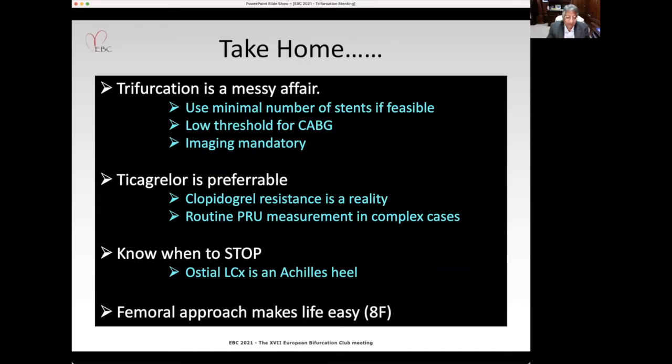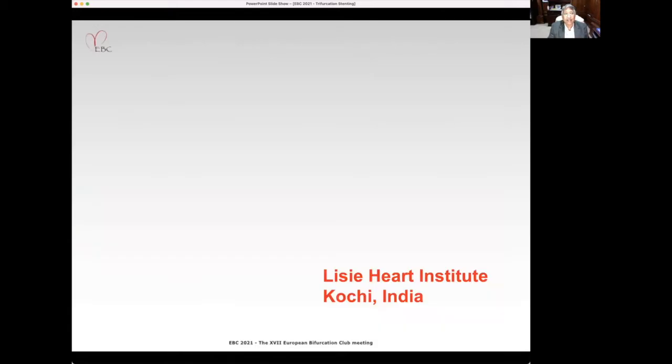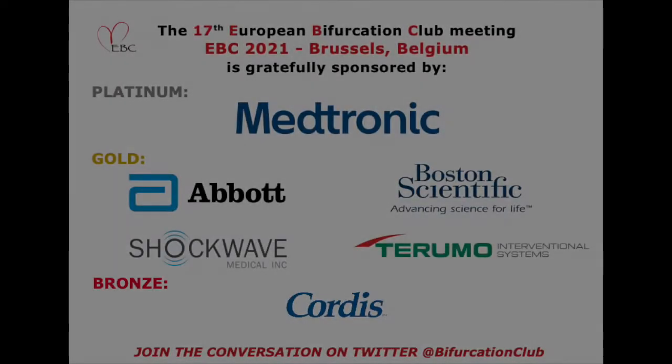So the take home from this is that trifurcation is a messy affair. You must use the minimal number of stents if feasible. There should be a low threshold for CABG, and imaging is absolutely mandatory. Ticagrelor is always preferable because clopidogrel resistance is a reality. A routine PRU measurement should be done and know when to stop. And like in this case, I think a femoral approach makes life easy. Thank you all for your kind attention.